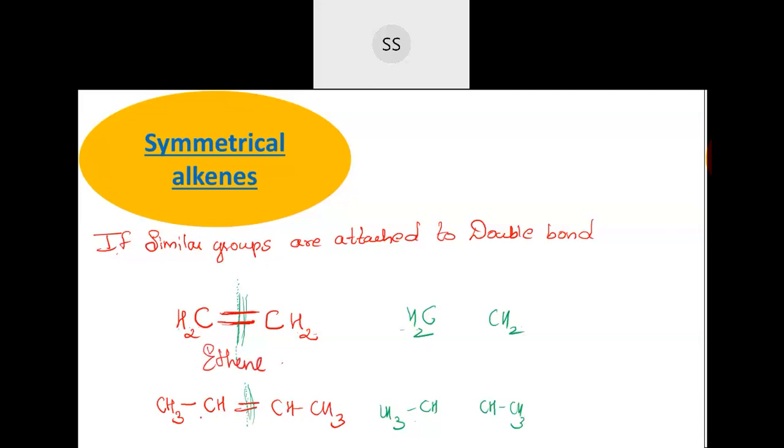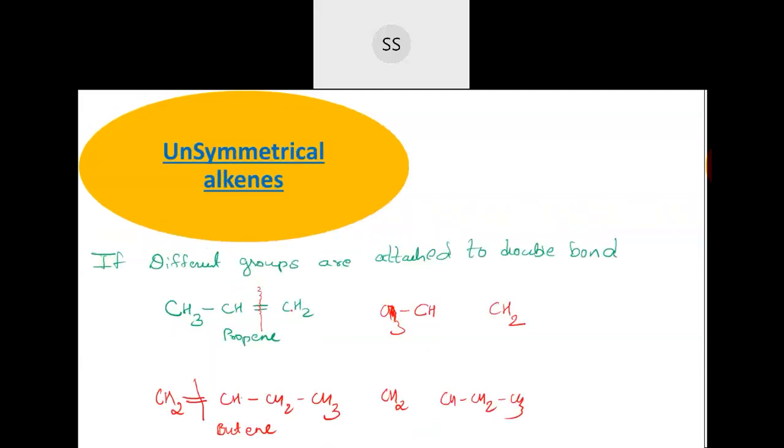One more is 2-butene, because there are 4 carbons with a double bond between the second and third positions. So 2-butene is an example of a symmetrical alkene, since when I break across the double bond I get the same fragments. Unsymmetrical means different groups are attached to the double bond. If you take propene and break across the double bond, I will get CH3-CH and the other side CH2. If you take 1-butene, I will get CH2 on one side and CH-CH2CH3 on the other. So that's unsymmetrical.